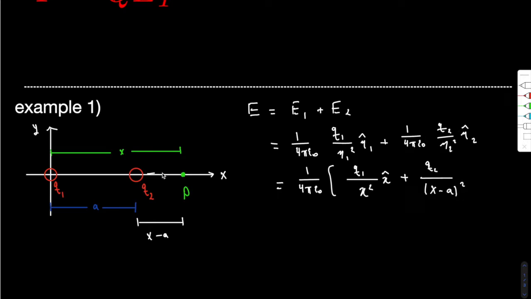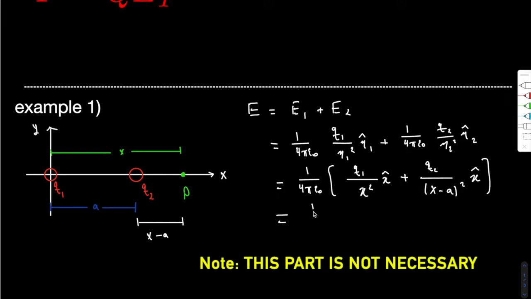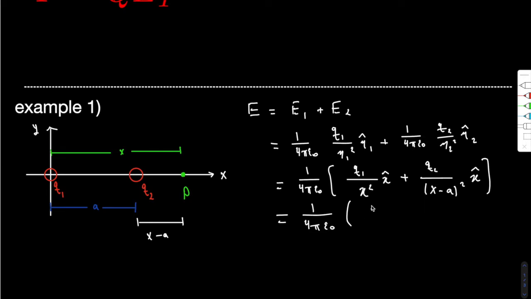And then we see again, every point's radially outward, points again in the x-hat direction, since this sits perfectly on the x-axis. So we'll write this as x-hat. Okay, so now we can write this as 1 over 4 pi epsilon naught times Q1 over x squared plus Q2 over x minus a squared, and it points in the x-hat direction. And then we just found the electric field at this point.